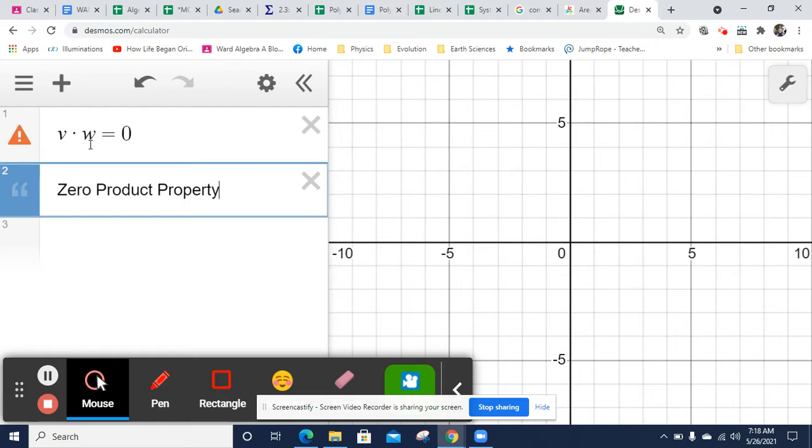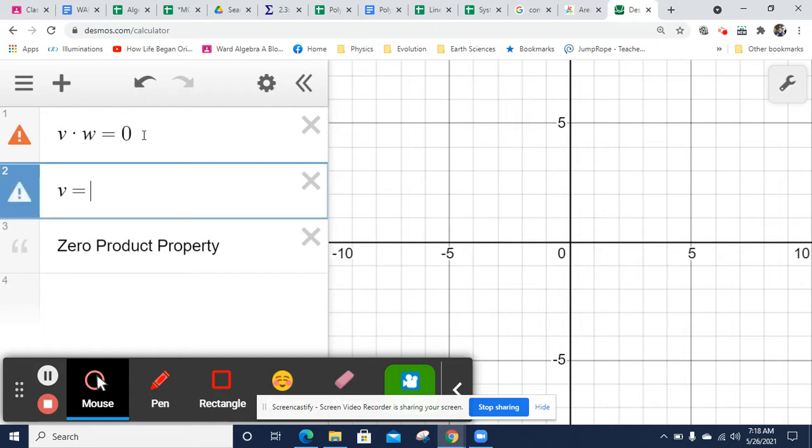If I have two things that are multiplied and they equal zero, or any number of things multiplied or even divided by each other and they equal zero, then at least one of the factors has to be equal to zero. Okay, so not the divisors, because you can't divide by zero, but either v has to be zero in this expression, v times w equals zero, or w has to be zero. Either one of them, or both of them could be zero as well.